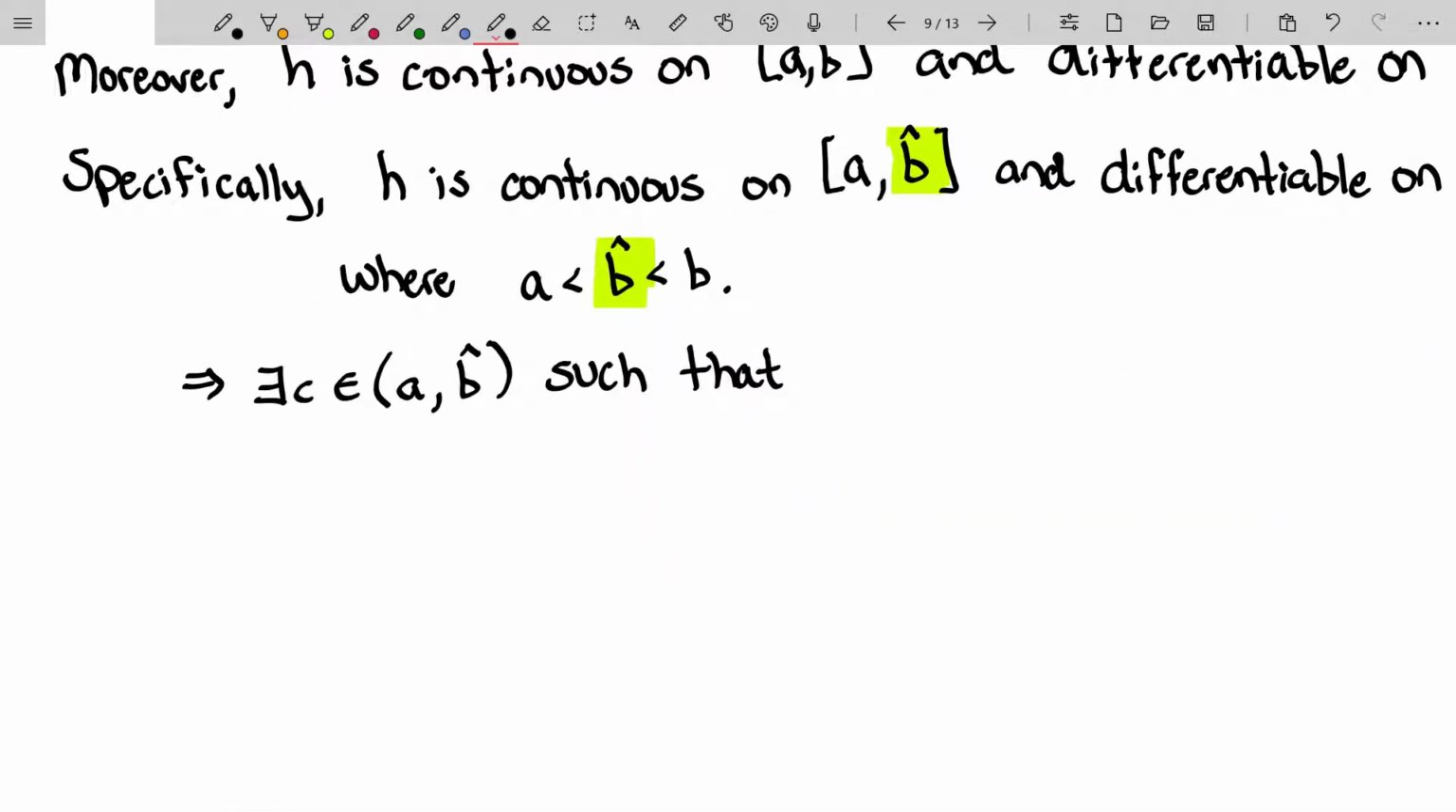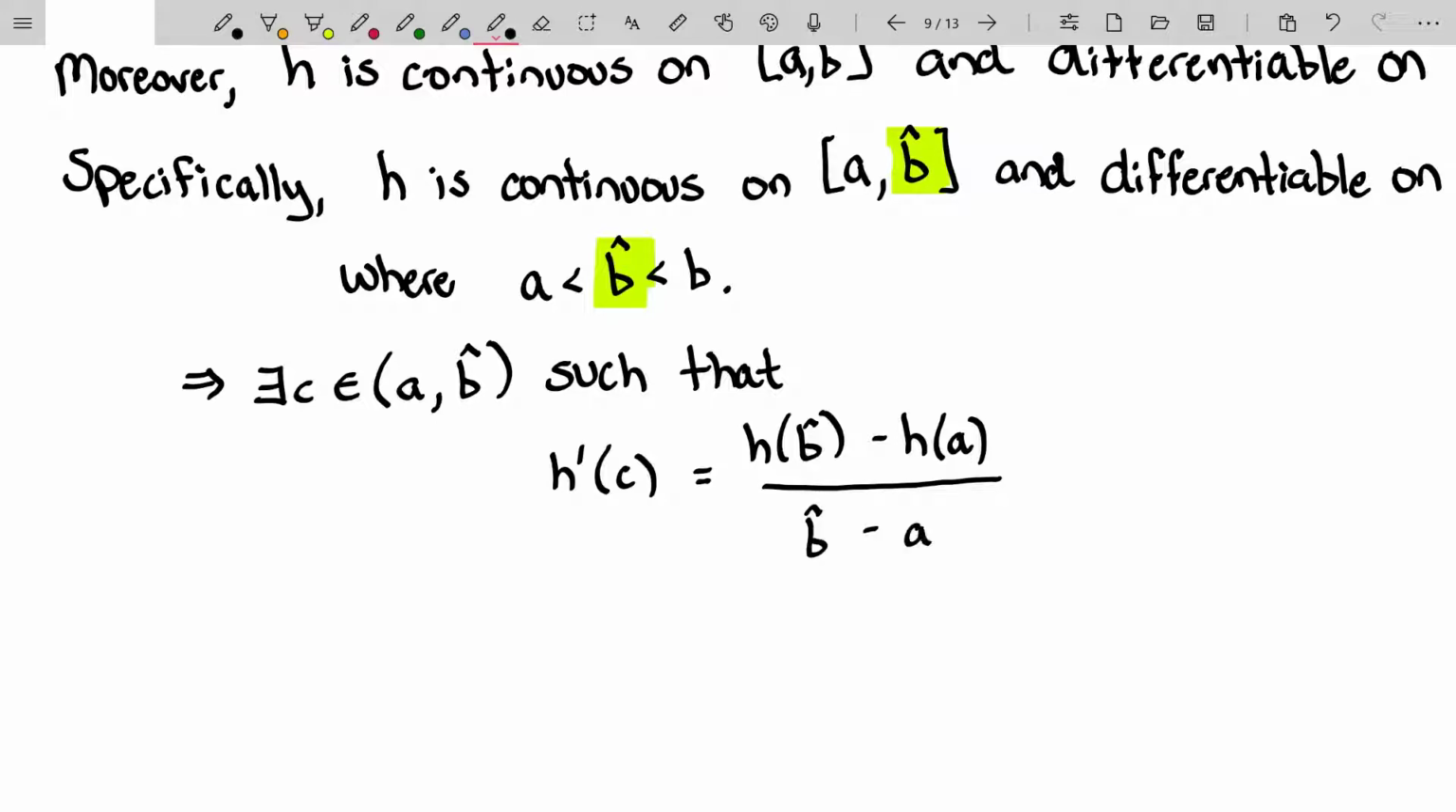So there exists a c in the open interval a to b hat such that h prime at c is equal to h at b hat minus h at a over b hat minus a. And what I'm going to do is multiply both sides to get it in the alternate form. So this is h prime at c times b hat minus a is equal to h at b hat minus h at a.